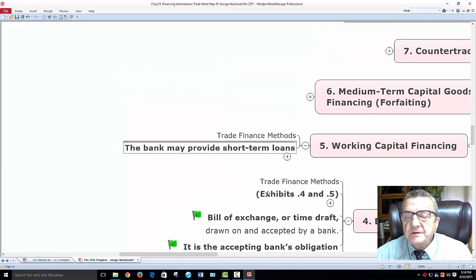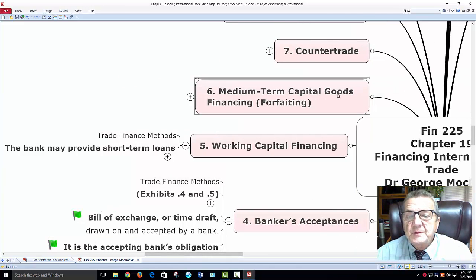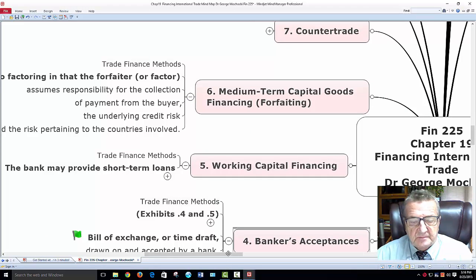Okay. Now the next one is medium-term capital goods financing. And that's what factoring is when you look at it.